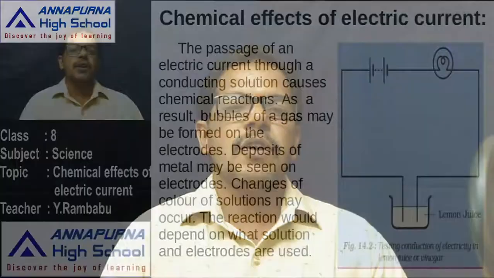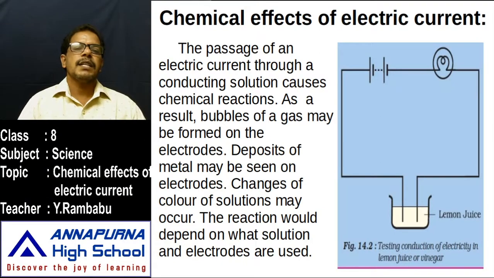Now we are going to learn about chemical effects of electric current. What is this chemical effect of electric current? We have learned about liquid conductors. That means the electricity passes through some liquids also. Does the electricity pass through all liquids? No, through some liquids only. Already we have performed activities to show through which liquids the electricity passes.